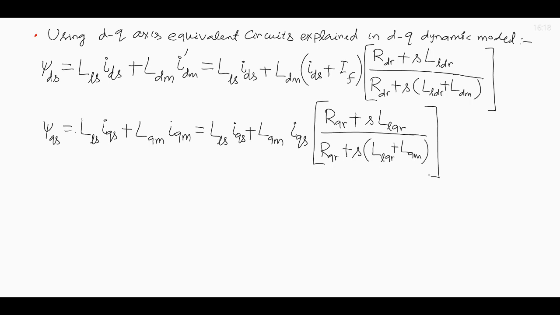So, this is the thing done in the block B. Psi ds and psi qs are estimated from IDS, IQS and IF using these two equations.